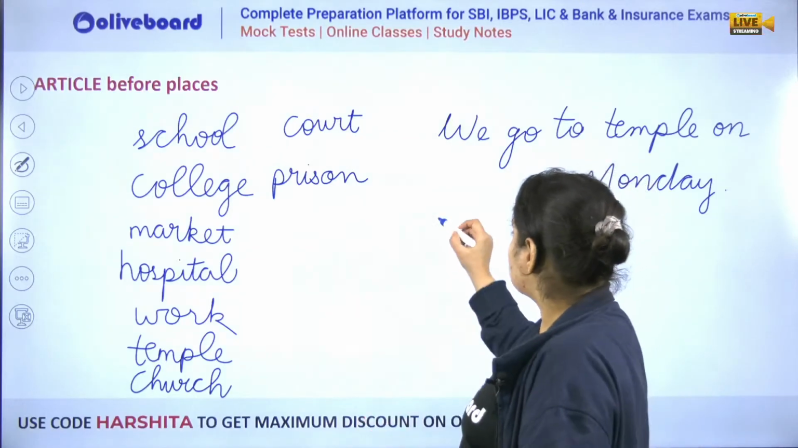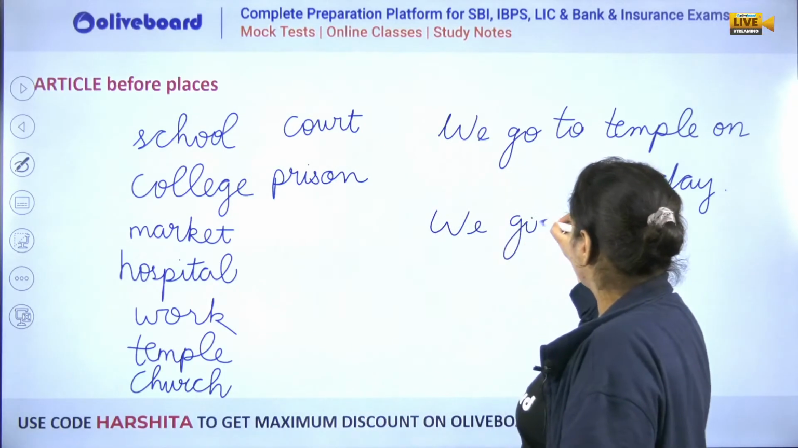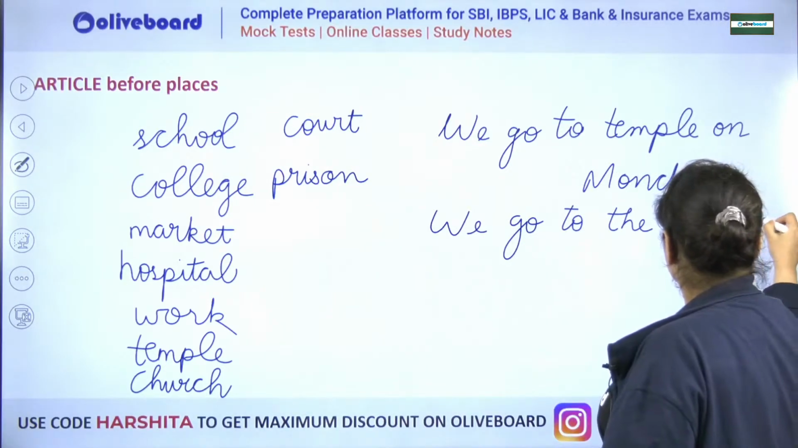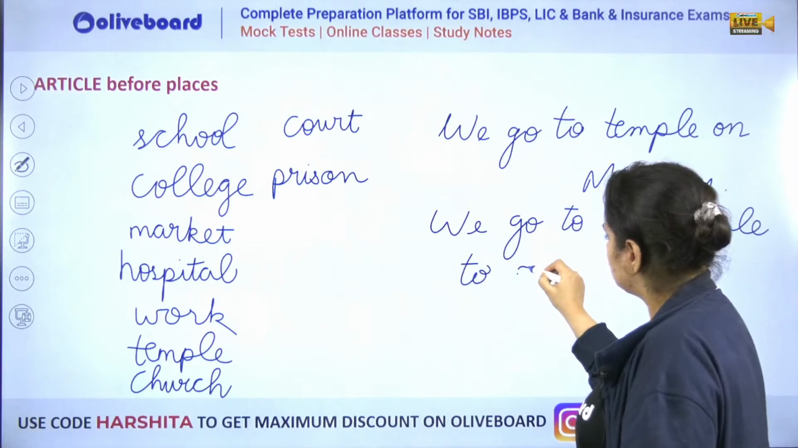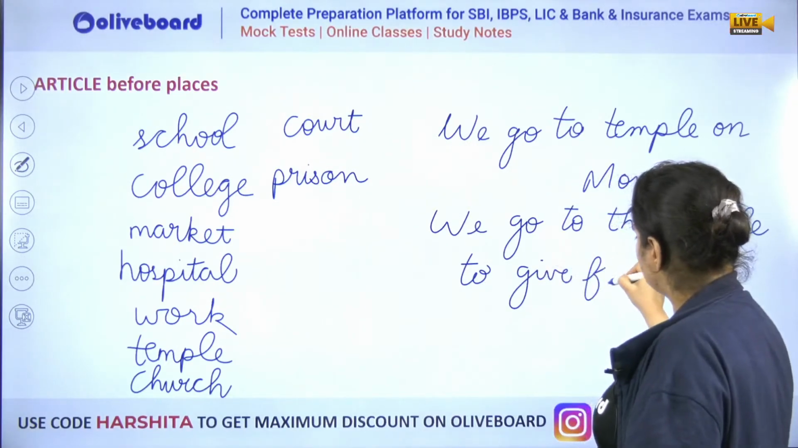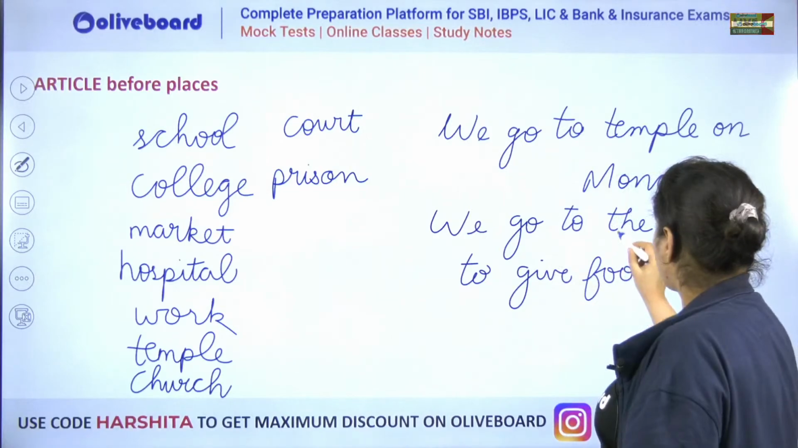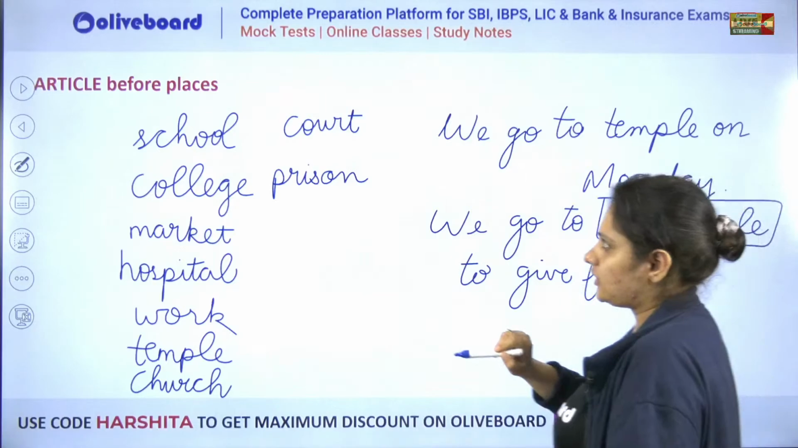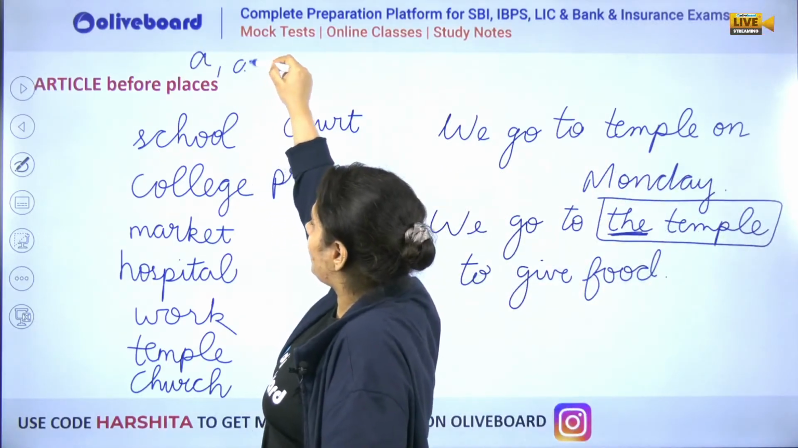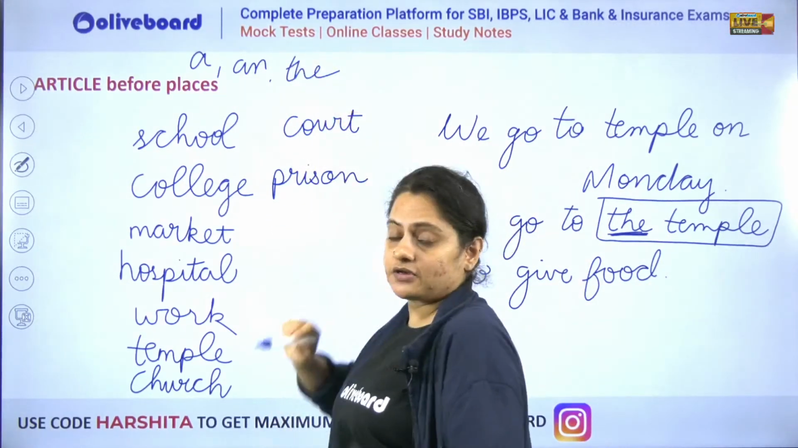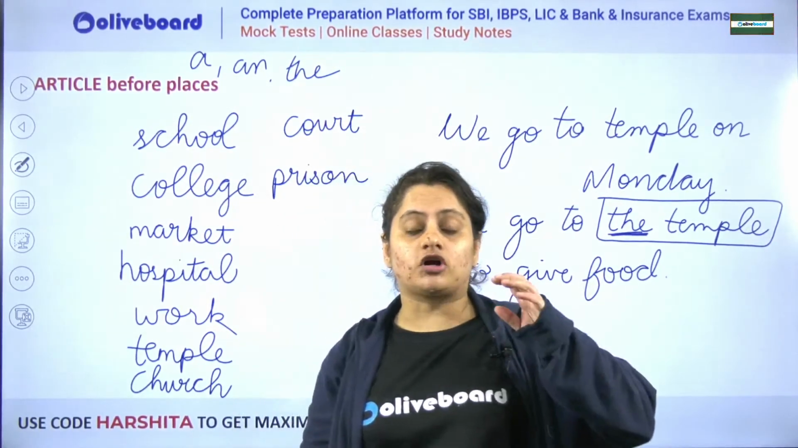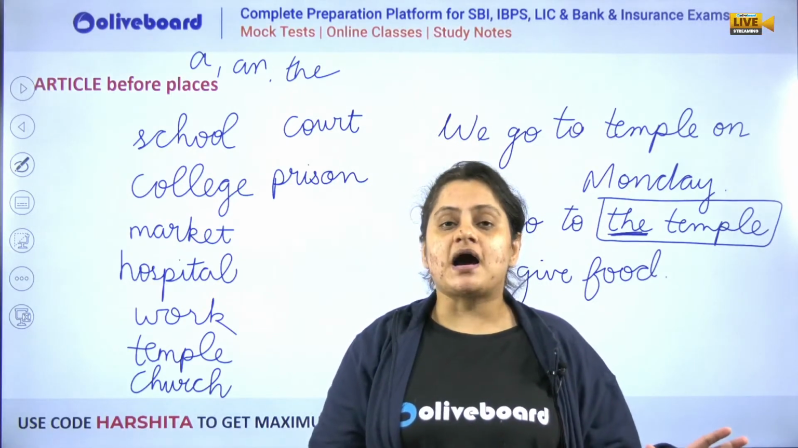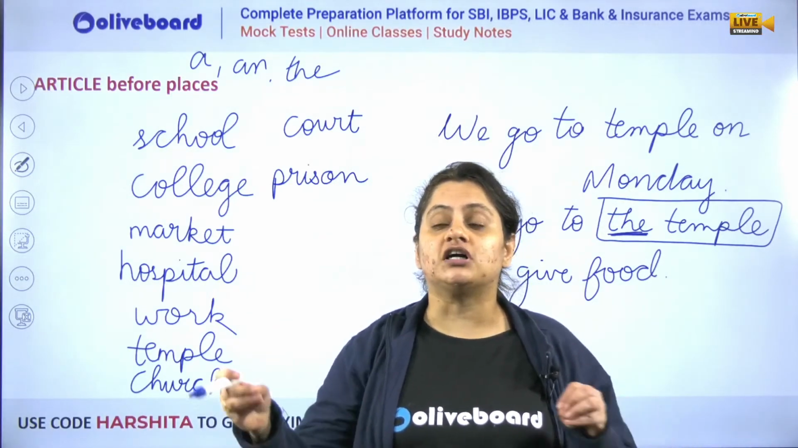Okay, now I will write here we go to the temple to give food to the poor. Now I am changing this to the temple, putting article before it. Okay, articles are a and the. Why I am using the temple? Because if you go to a particular place for a reason which is not regular reason, then you write this. Okay, my parents were invited to the school.